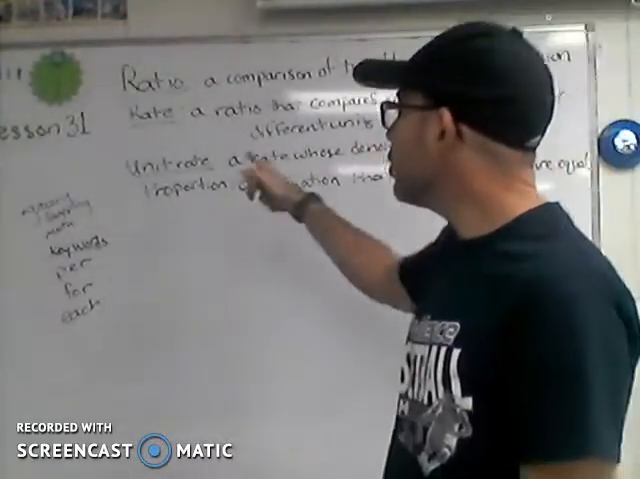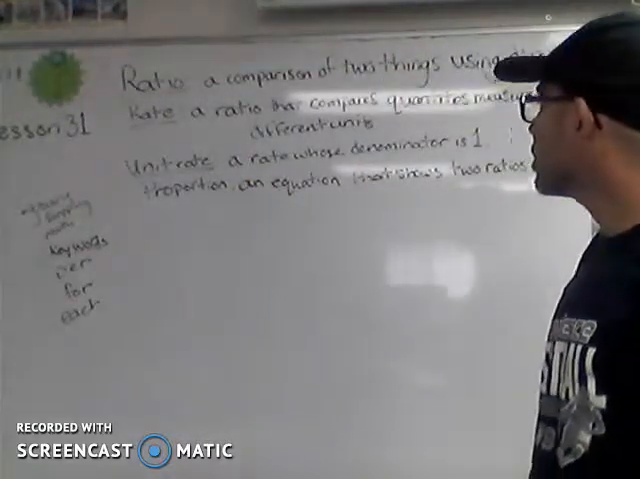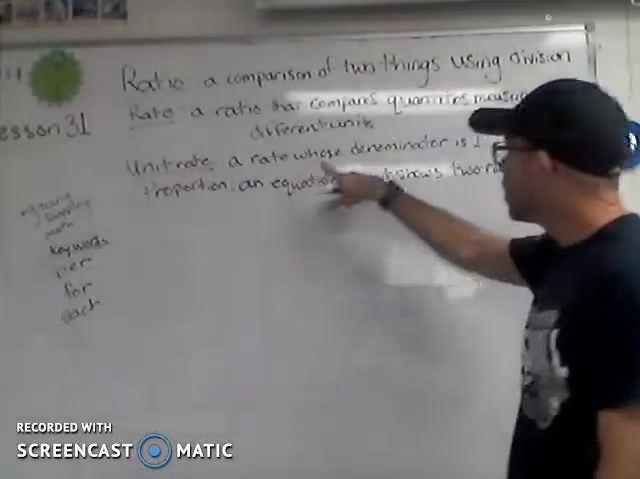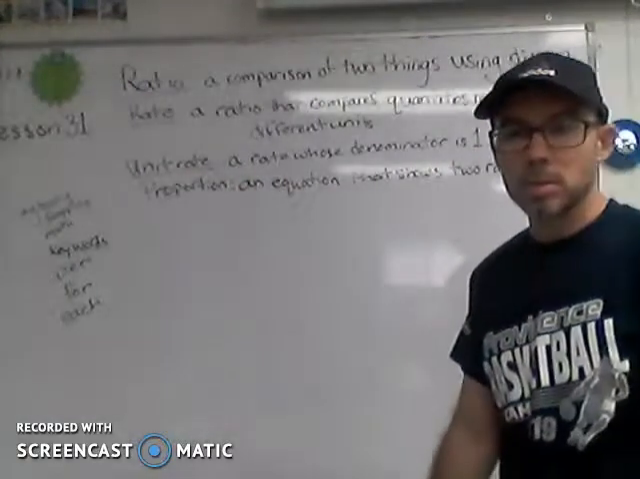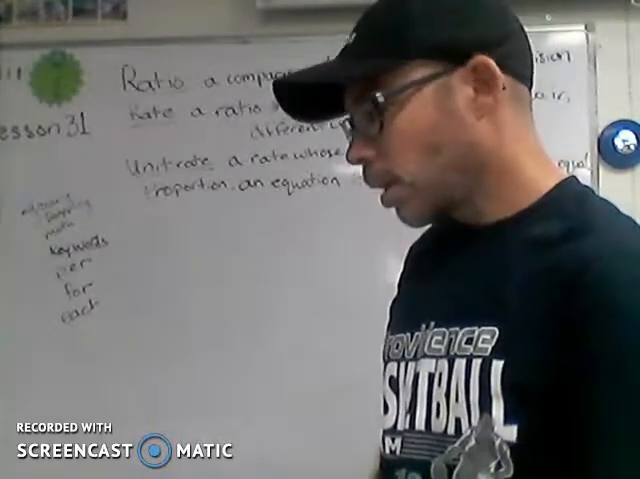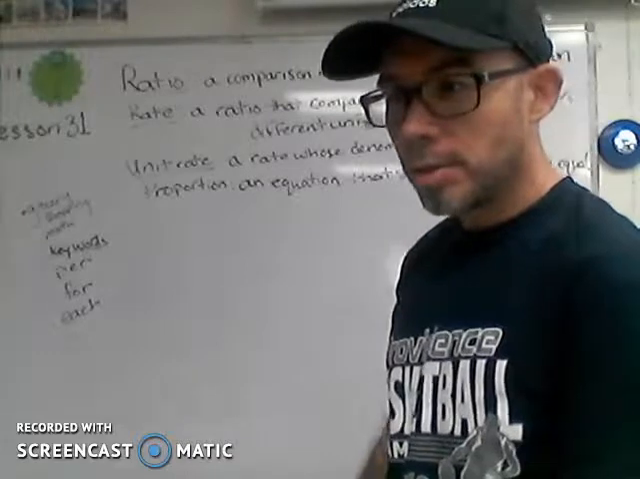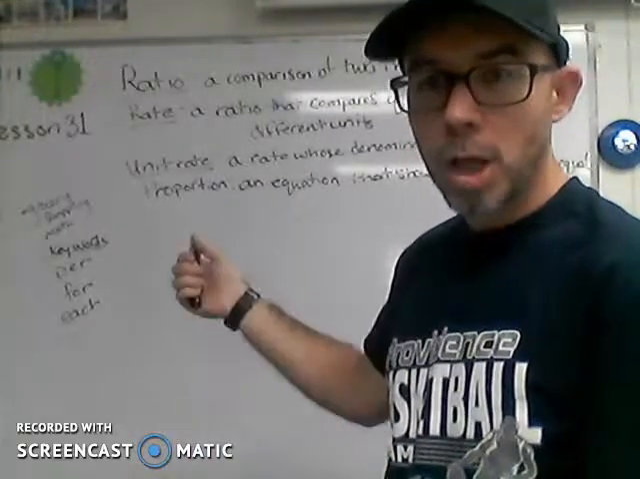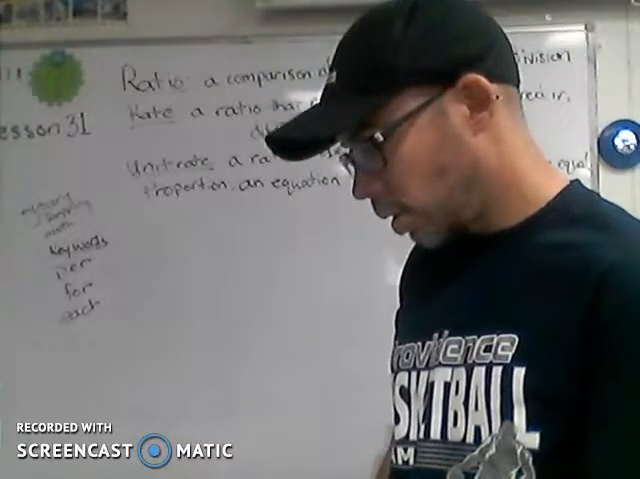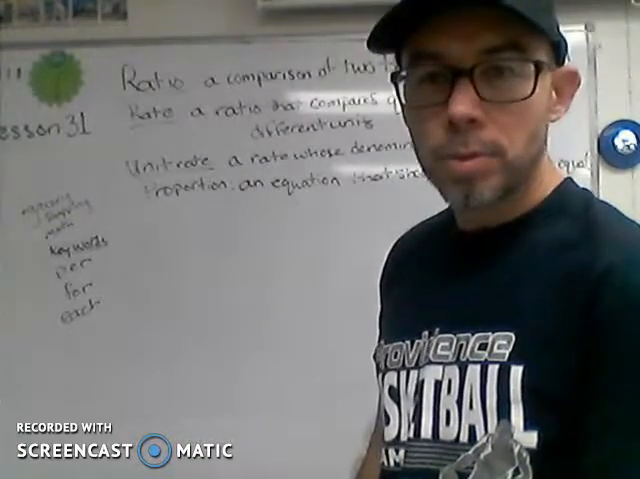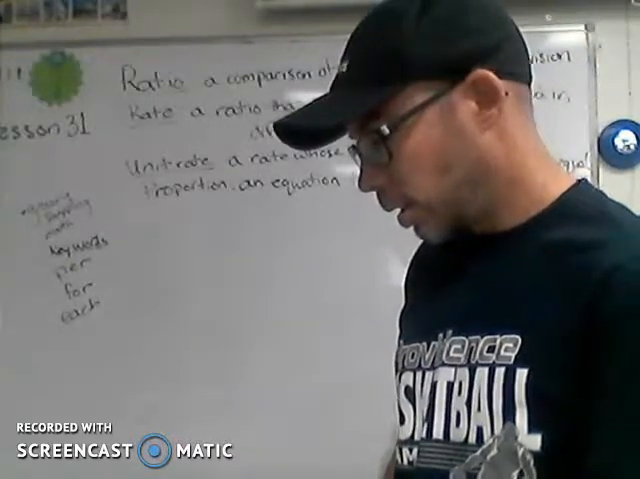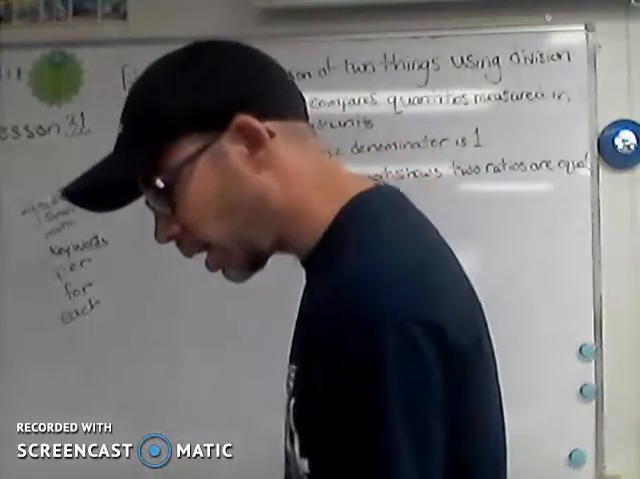Then you've got a unit rate. That's a special kind of rate. You can see the word there, unit or uni. A rate whose denominator is 1. That'd be saying like 3 apples for $1. Just 1. Or 30 miles an hour. Something like that would work. They've got some examples there.